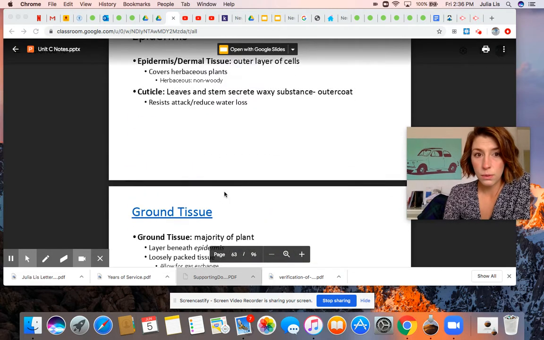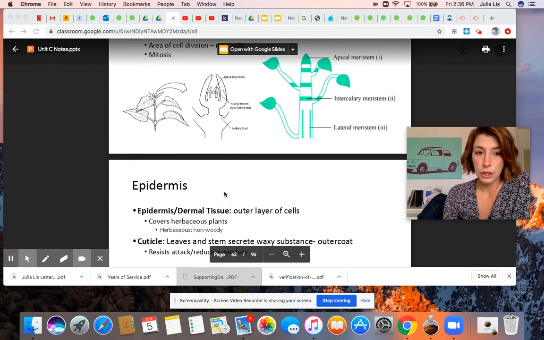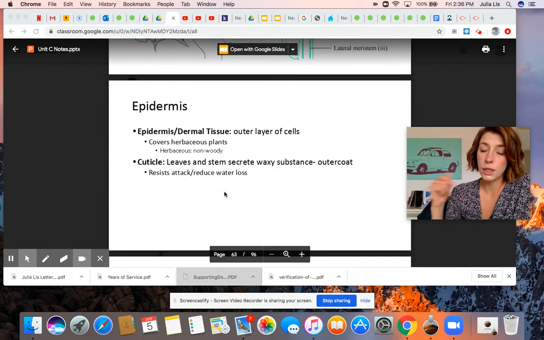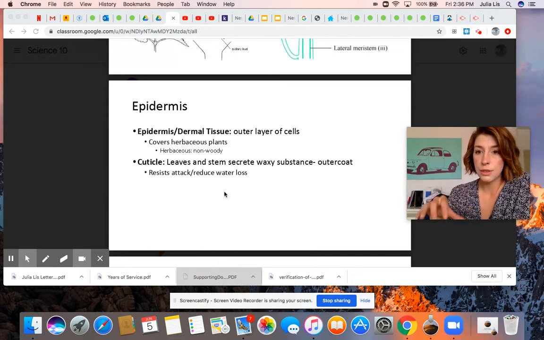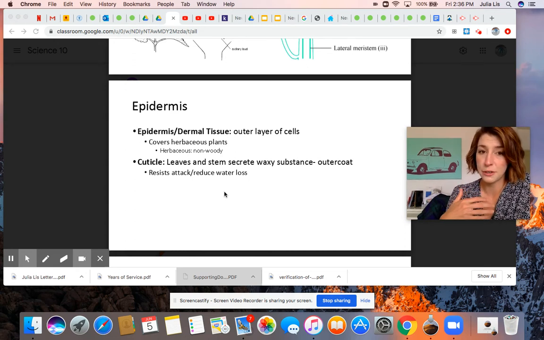Please know dermal tissue, cuticle. Ground tissue is where you're going to find all your chloroplasts and the storage of nutrients. Photosynthesis will take place in the ground tissue. And then vascular tissue, just like our circulatory system, is made up of xylem and phloem that transport water and sugars.